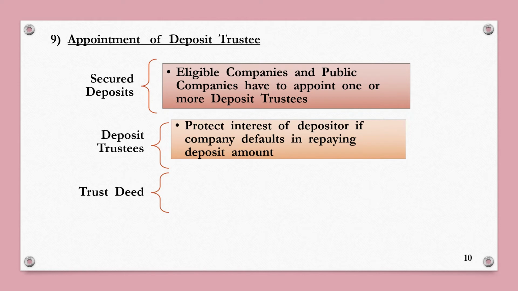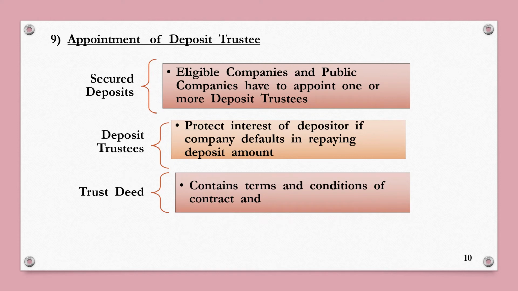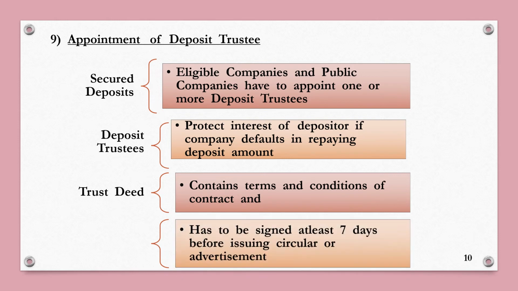Further, while accepting deposits, the company also needs to enter into a contract with deposit trustees, which is called as trust deed. This trust deed contains terms and conditions of contract, and it must be signed at least before 7 days of issuing circular or advertisement.